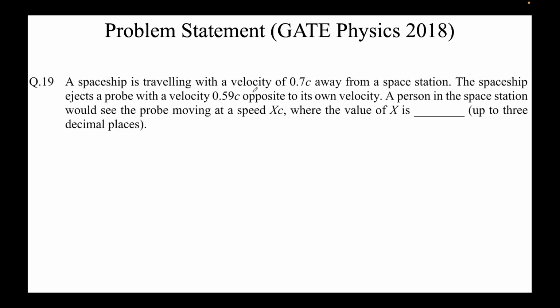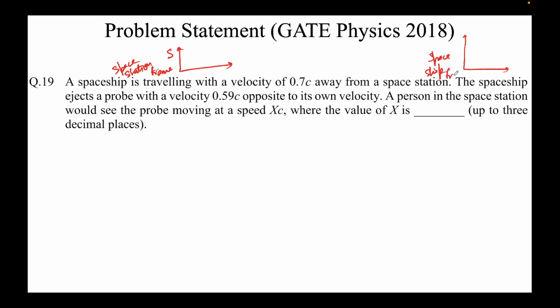A spaceship is traveling with velocity 0.7 c away from a space station. Let's say I'll draw this space station here. Note, the space station is at rest. Usually it may be geosynchronous, but need not always be. So we'll assume the space station to be at rest, which is a rest frame. This is our space station frame. It helps if you label the frame, because then you're not confused. So the space station is at rest and there is a spaceship. This is the spaceship frame.